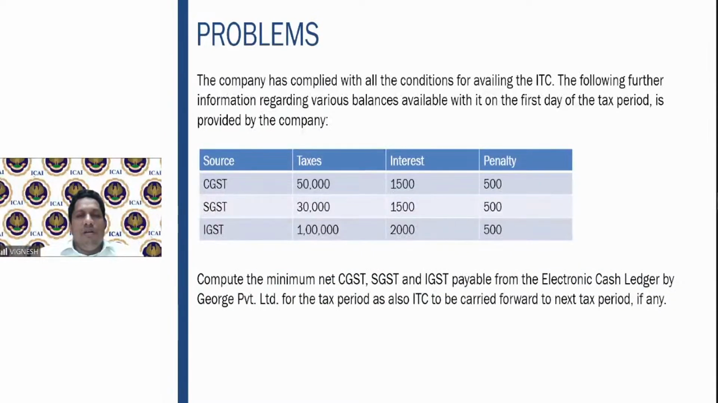Following information is given based on the balances. CGST 50,000 tax, interest 1,500, penalty 500. SGST 30,000 tax, interest 1,500, penalty 500. IGST 1 lakh, interest 2,000, penalty 500. Please work out the minimum net CGST, SGST payable from cash. This is a problem which is based on utilization of credits. Please try to answer this.